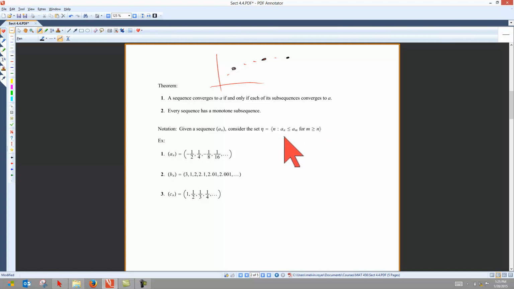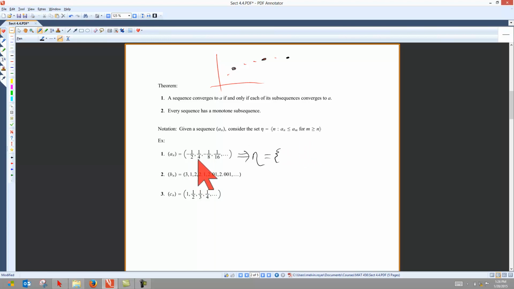It's a simpler concept in English. I'm going to put an index in if that term is smaller than any I'll see from here on out. Let's look at an example. If this is the sequence, then let's just build eta from scratch. I look at the first term and say, is that at least as small as, or no greater than, any term that I'm ever going to see in this sequence again?